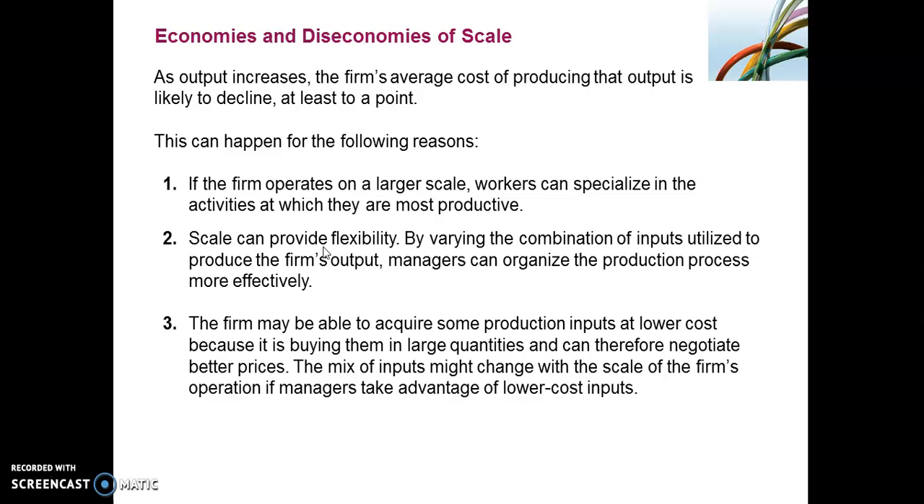And another obvious reason could be that larger firms can acquire some of the inputs at a lower cost because they're able to purchase in bulk in large quantities, so they can negotiate better prices. So that could affect the mix of inputs, and that could, of course, affect their cost and result in lower cost inputs.